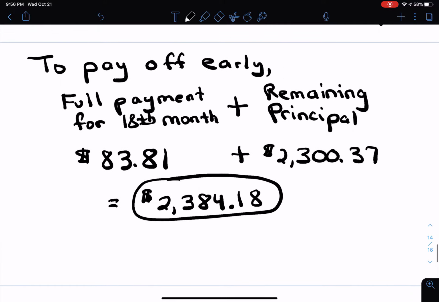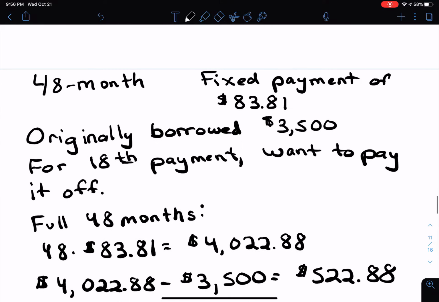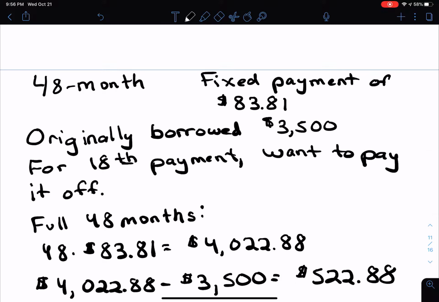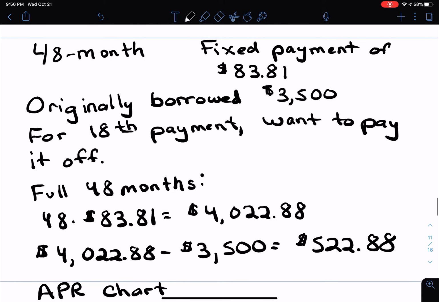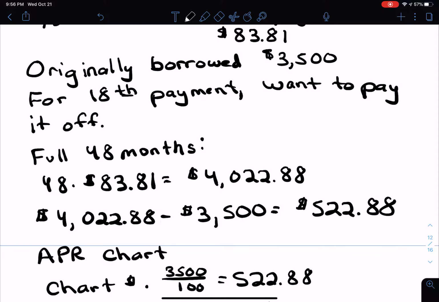So a little recap there. It's a pretty long process. All right, it was a 48-month loan with a fixed payment of $83.81. Originally borrowed $3,500. They didn't tell us anything else beyond that. Person wants to pay off the loan at the 18th payment month. If they paid for the full 48 months, you would do 48 times the monthly payment, and that would come out to $4,022.88. So that is the original principal plus interest for 48 months. You subtract the original principal of $3,500, and it tells you that the full finance charge would have been $522.88.